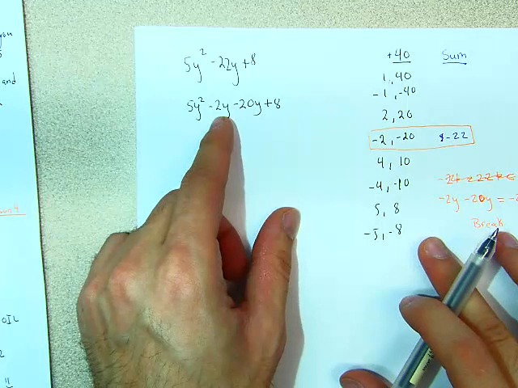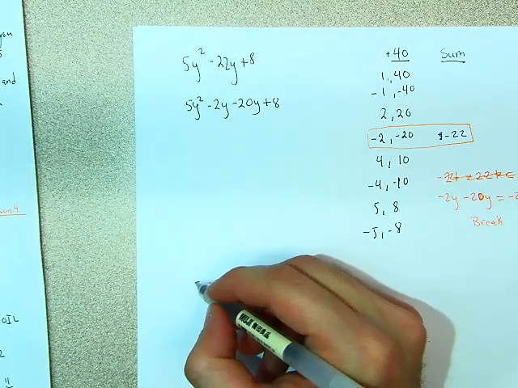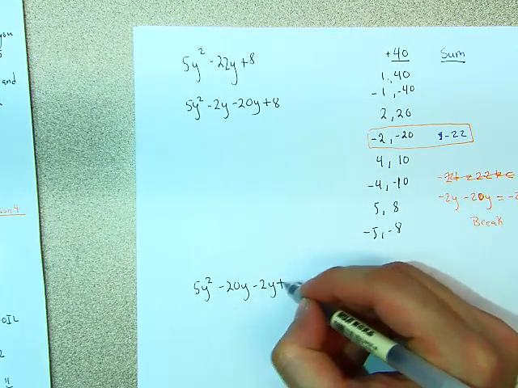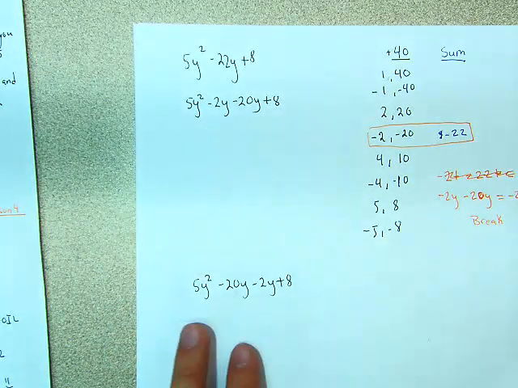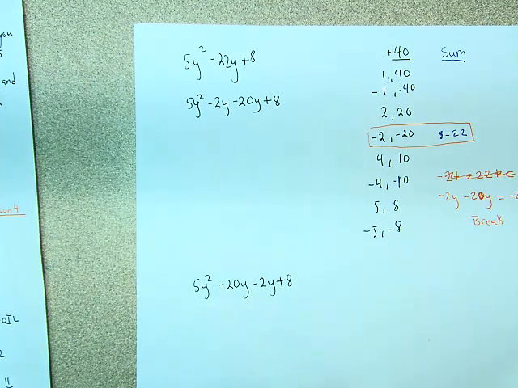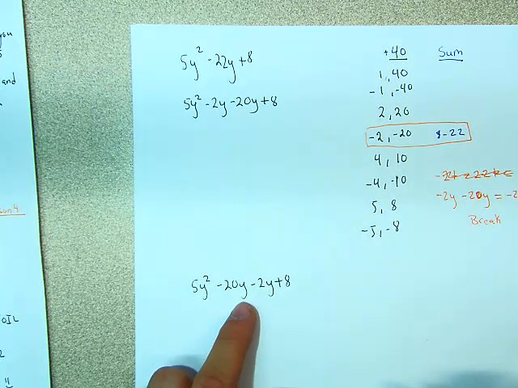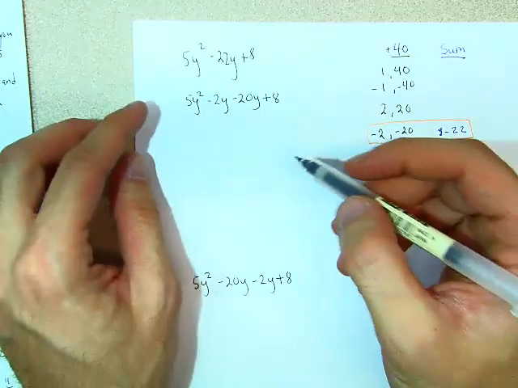So let's say, real quick, you see how we broke this into minus 2y and minus 20y? Will it make a difference if we use 5y squared minus 20y minus 2y plus 8, instead of having it like this? Will it make a difference? Pause the video and think about it. Mr. G, why is it like this? Why can't it be like that? Will it make a difference? You know what? We'll solve both of them. All right, so let's try this one.